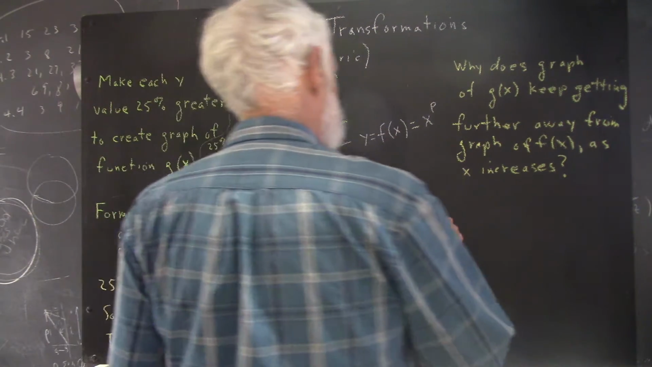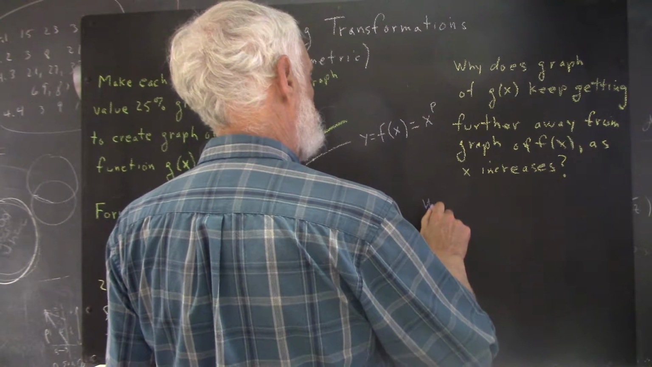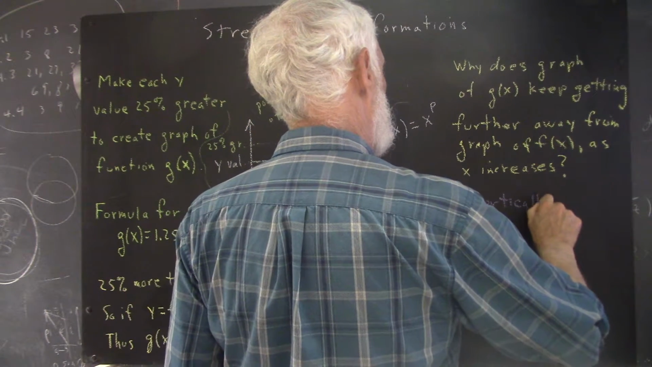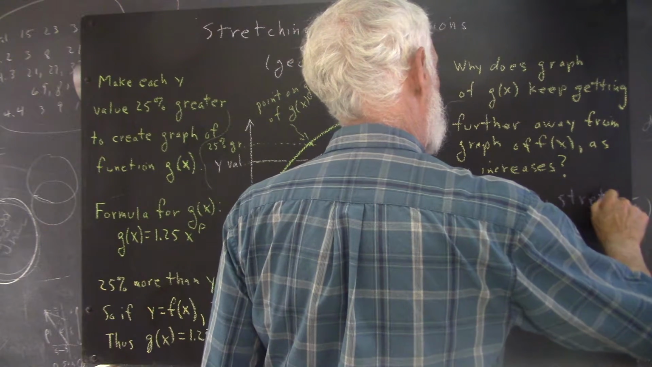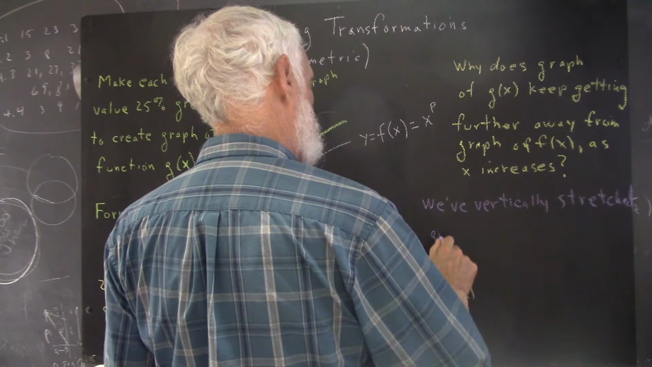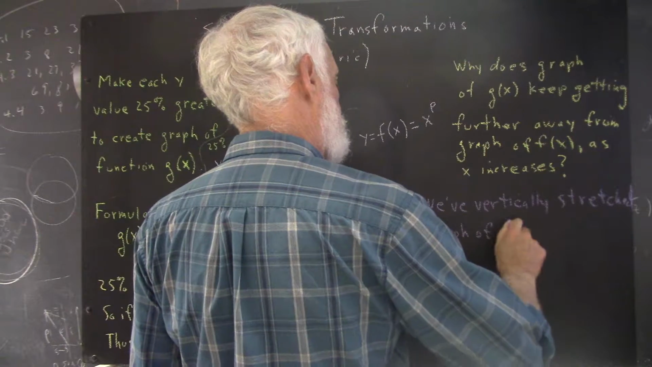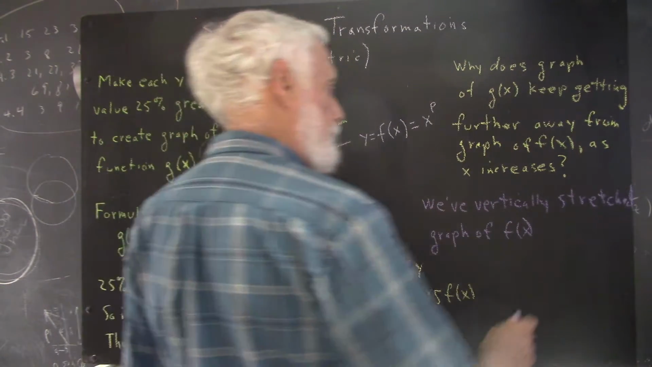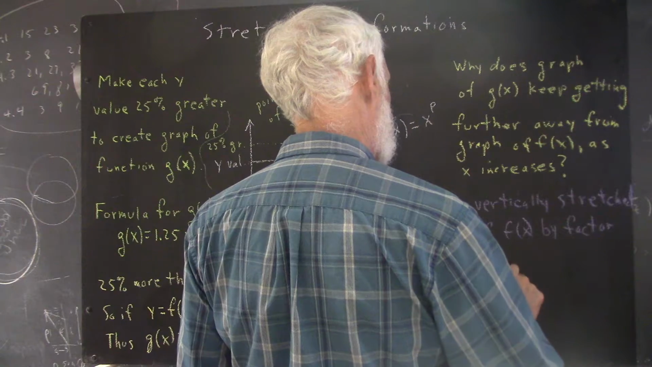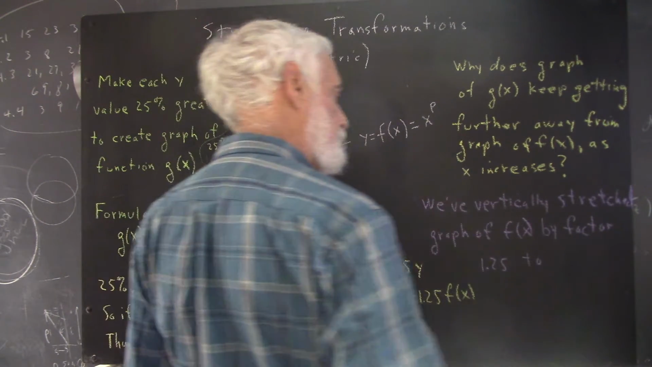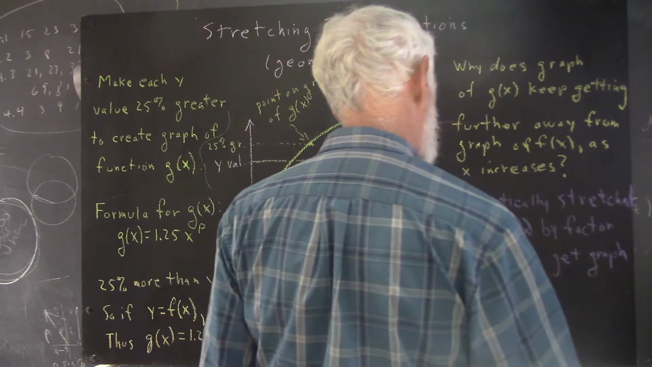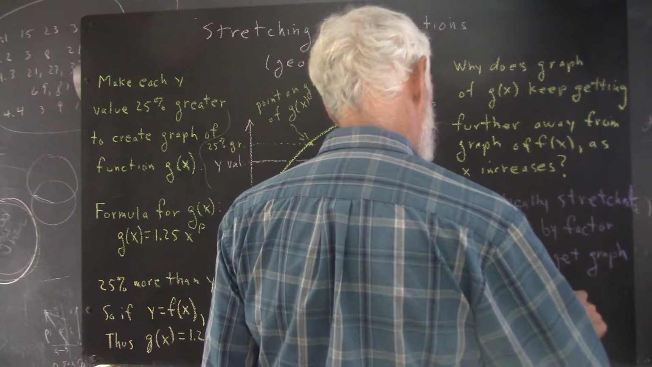So we vertically stretch the graph of f of x by a factor of 1.25 to get the graph of g of x.